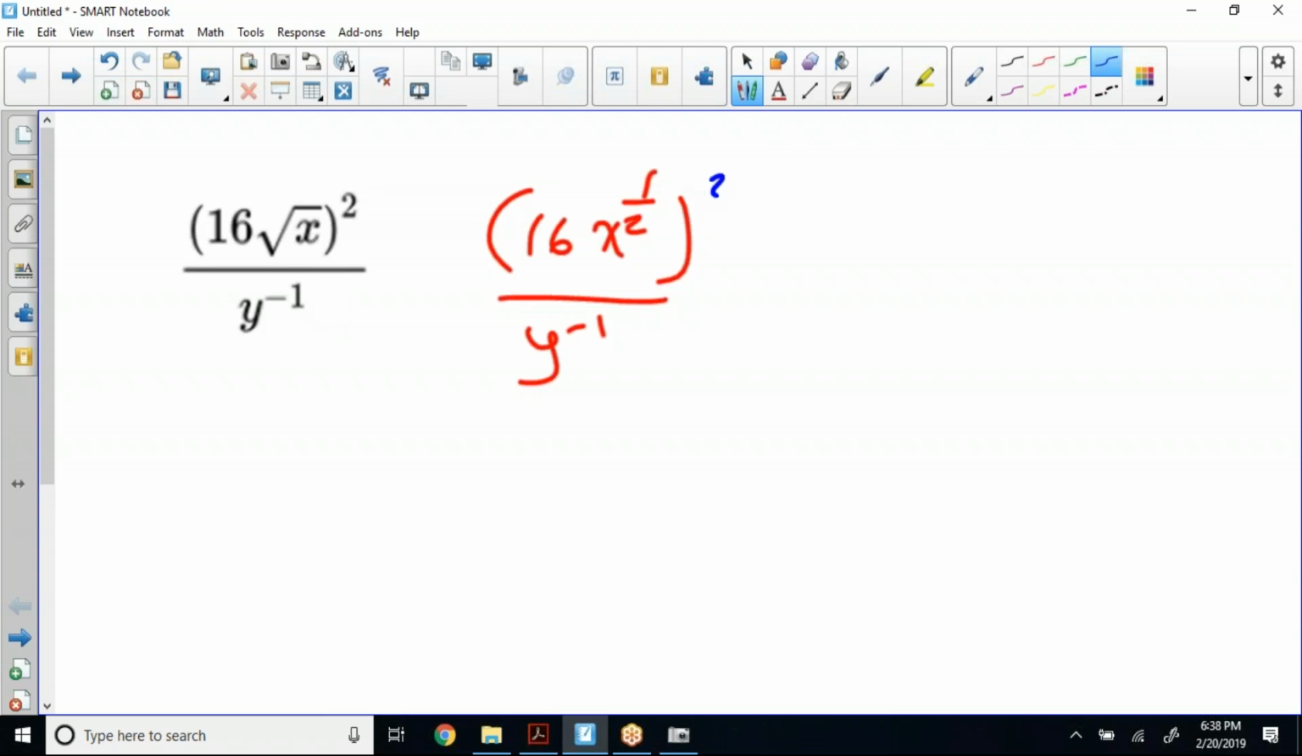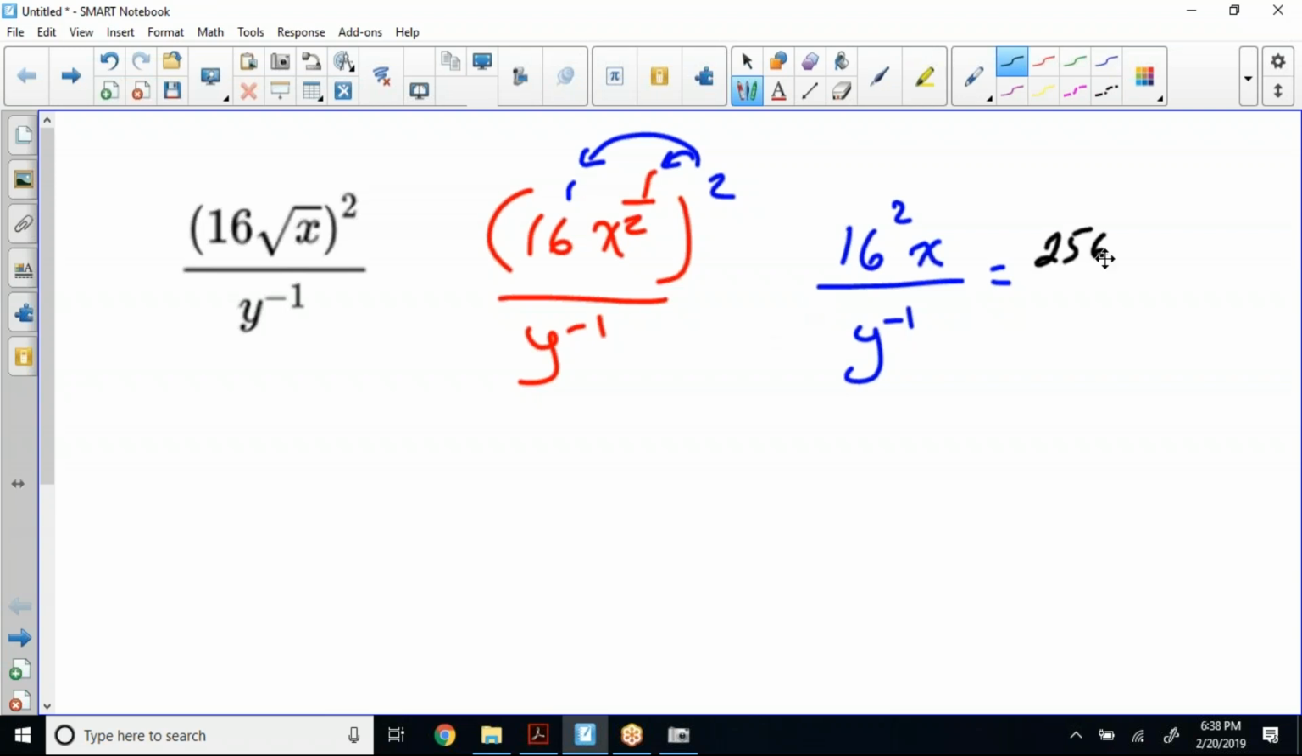So I'm going to take this power of 2, and I'm going to distribute this. Properties of exponents, power to power rule. So this really becomes 16 squared, and 1/2 times 2 just becomes x. And now I still got y to the -1. Now, last step, cleaning everything up. 16 squared is 256, x, y, because y to the -1 has to come to the top.